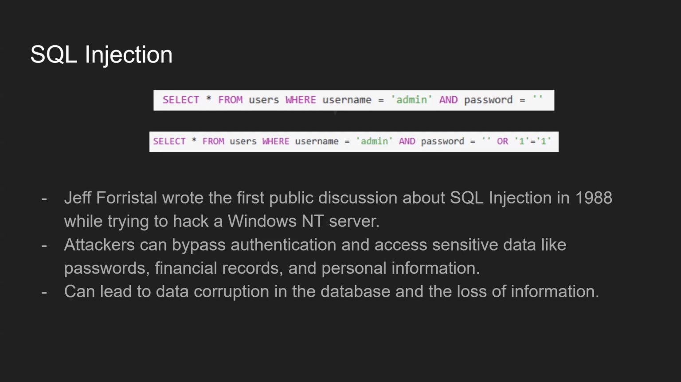It was first brought up by this guy named Jeff Forrestal, who was the first person to ever talk about this publicly in 1988 while he was trying to write up a report on how to hack a Windows NT server. And attackers can use this attack to bypass authentication and access sensitive data in databases like your password, which we'll see in the demo later. This can lead to things like data corruption in the database and the general loss of information.